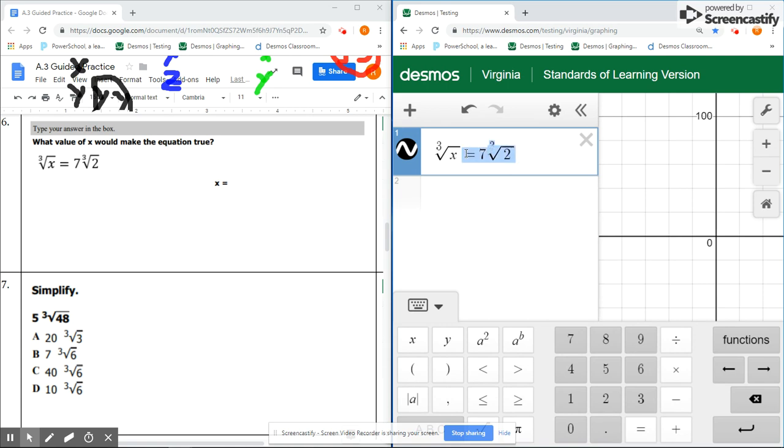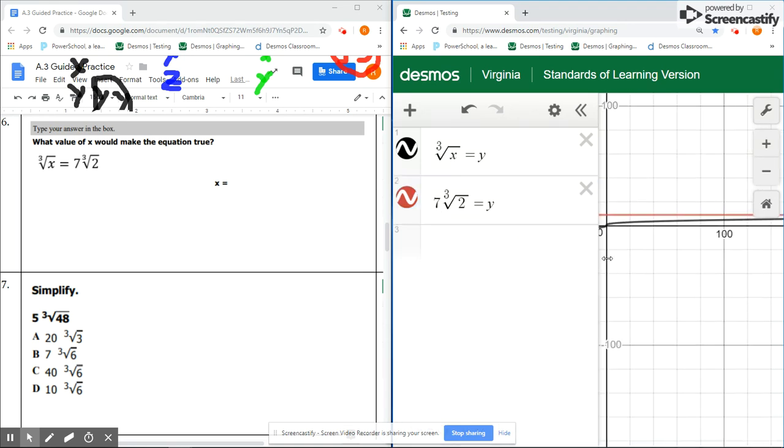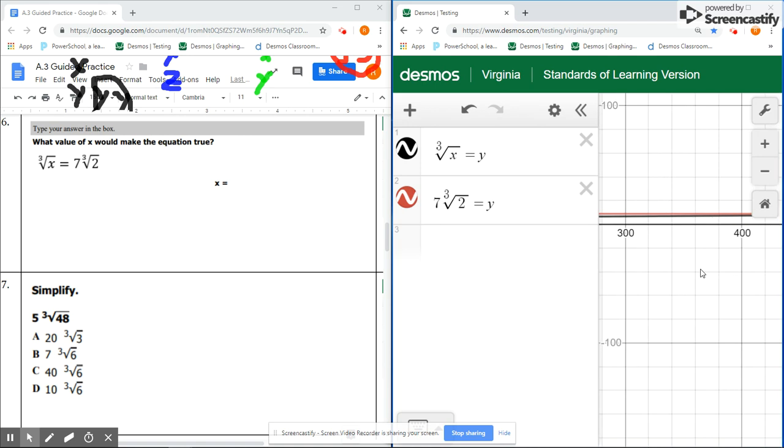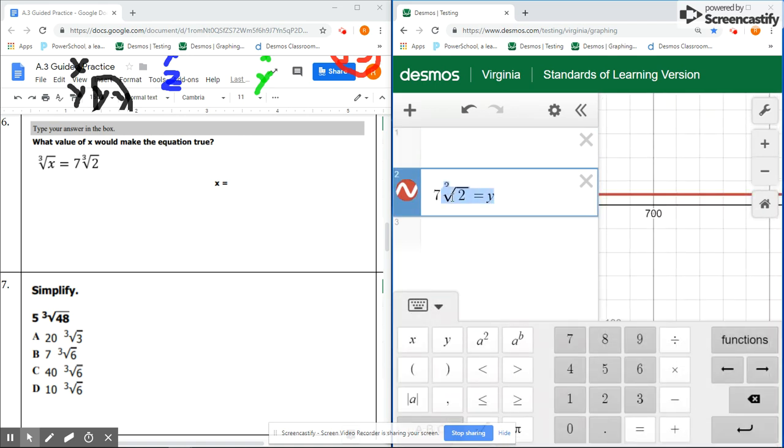Okay, what if I do 2 different lines here? And let's go cube root of 7 cube root of 2 equals y. Are these going to touch anywhere? Oops. It still probably is not going to help. They are going to touch, but it's not going to help much. Okay, so yeah, there's nothing that we can really do in Desmos on this one. We're just going to have to figure it out.